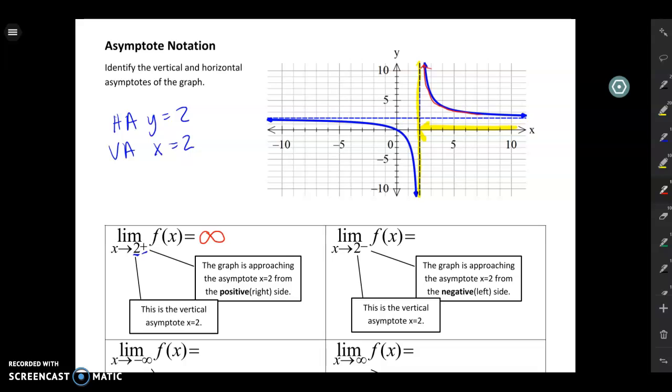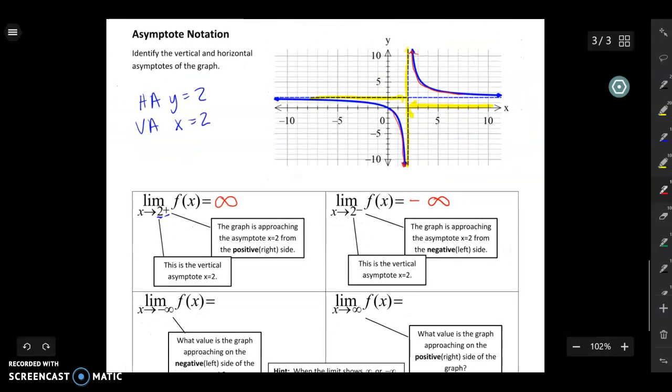If you move one box to the right, you have the limit as x approaches 2 from the negative side, or from the left side. So now I'm saying, let x get closer and closer to 2, but from the other side. And on this side, my function is going down, so you would say my function is going to negative infinity. Remember that these infinities represent the y values, or what the function is doing.